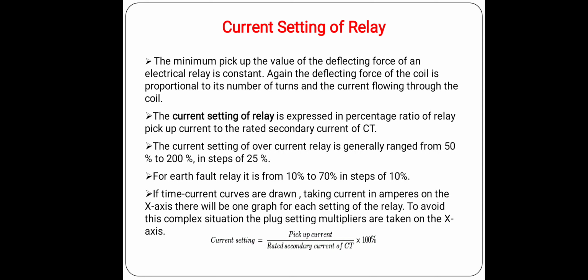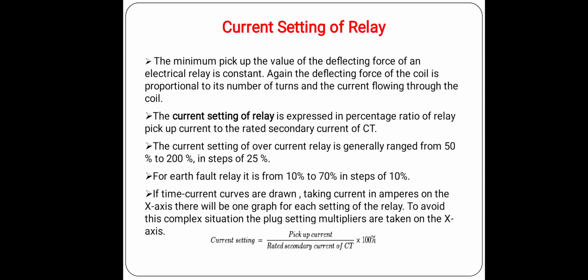Now if we change the number of active turns of any coil, the current required to reach the minimum pickup value of the deflecting force in the coil also changes. That means if the active turns of the relay coil are reduced, then proportionally more current is required to produce the desired relay actuating force. Similarly, if the active turns of the relay coil are increased, then proportionally less current is required to produce the same desired deflecting force.